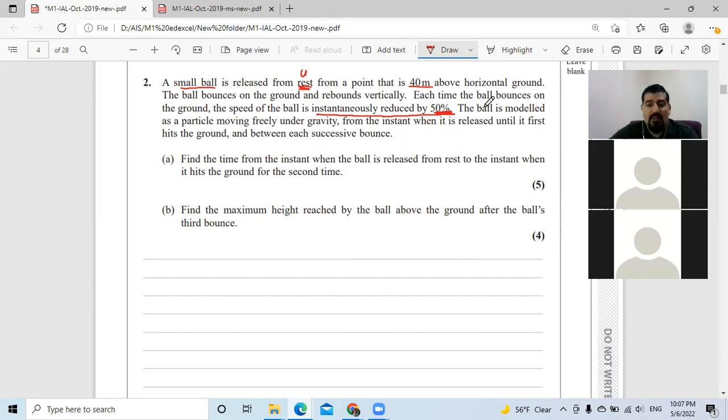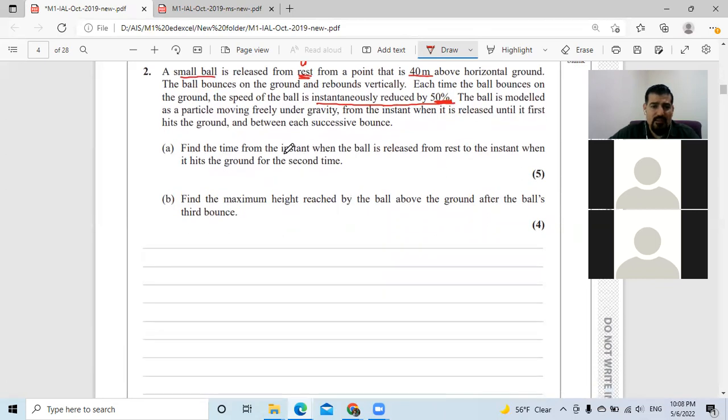I will explain it again now. The ball is modeled as a particle moving freely under gravity from the instant when it is released to the first instant that it hits the ground, and between the successive bounces. Part A: find the time from the instant it is released from rest to the instant when it hits the ground for the second time.